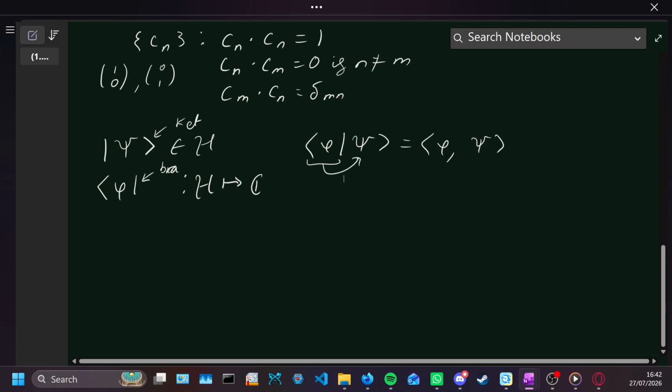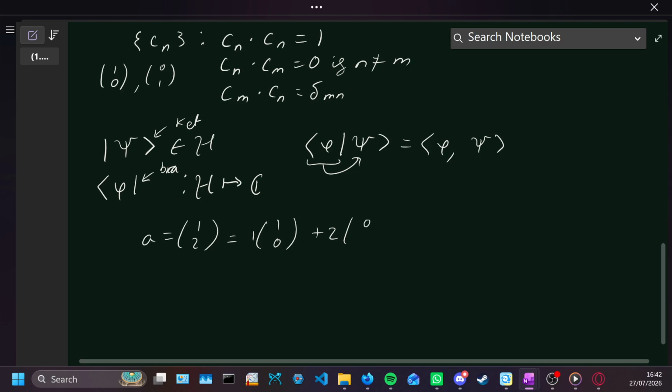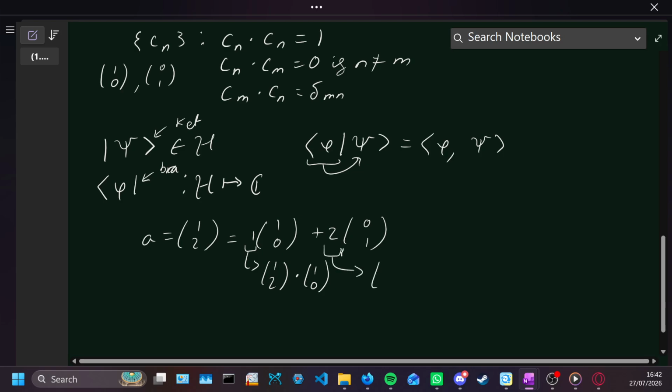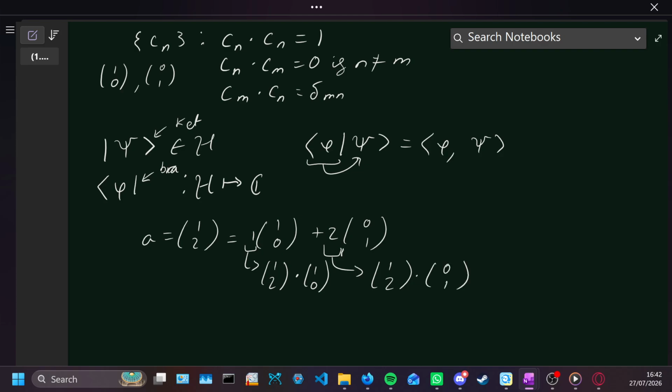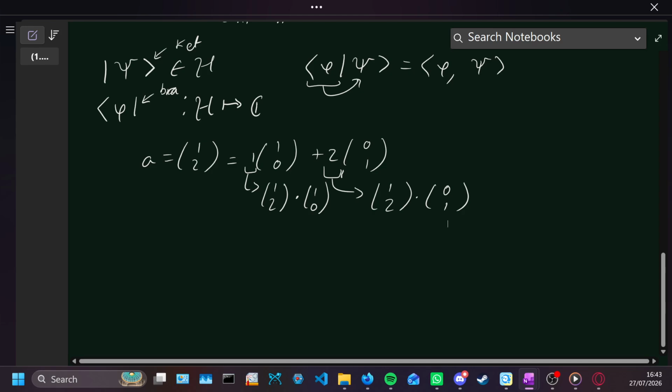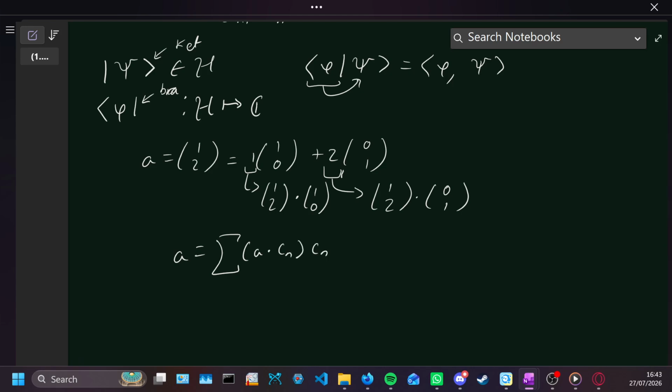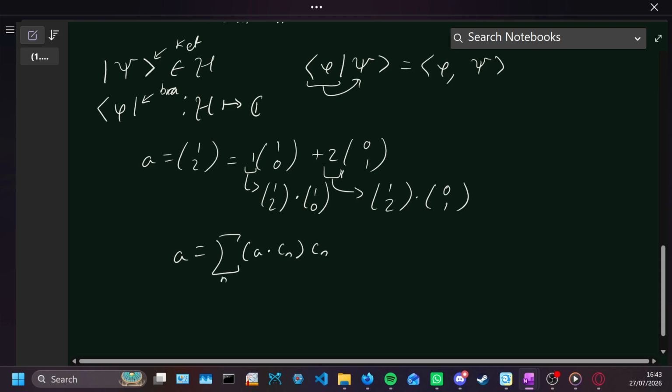Anyways, so for basis decomposition in R squared, we can say that our vector A, which was (1, 2), is equal to 1 lot of i hat plus 2 lots of j hat. And to get this 1, we can write that as (1, 2) dotted with (1, 0), right? And similarly, this 2 can be gotten by doing (1, 2) dotted with (0, 1). And so A can be written as the sum of A dot Cn multiplied by Cn for each n in my basis set length.